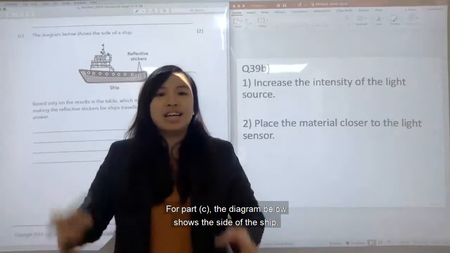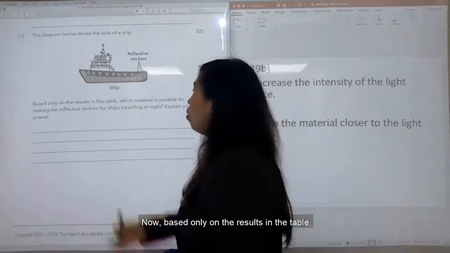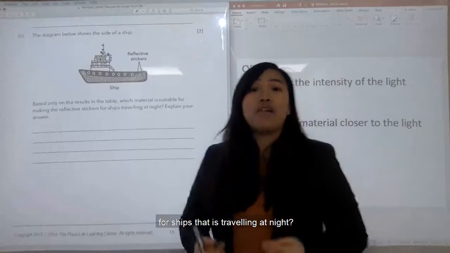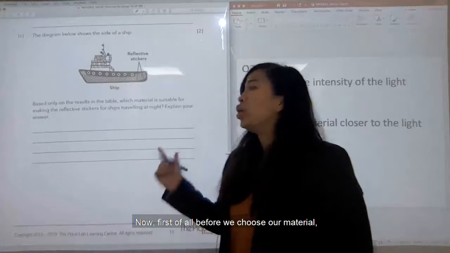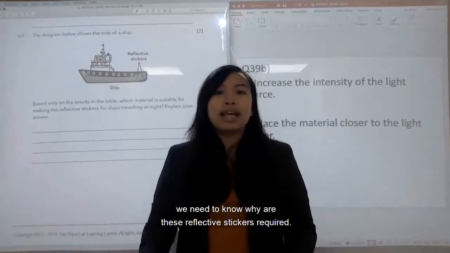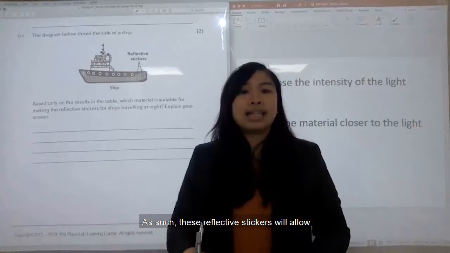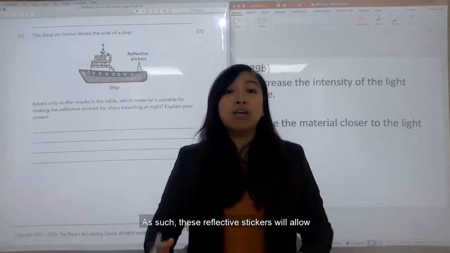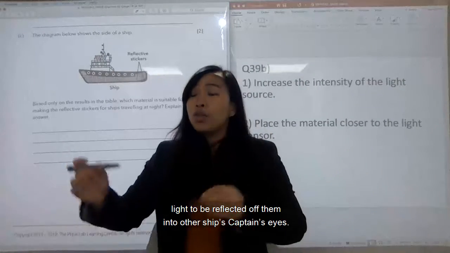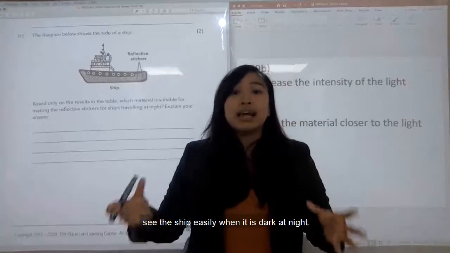For part C, the diagram below shows the side of the ship. Now, based only on the results in the table, which material is suitable for making reflective stickers for ships that is traveling at night? Now, first of all, before we choose our material, we need to know why are these reflective stickers required. So remember that at night, visibility is very, very low. As such, these reflective stickers will allow light to be reflected off them into other ship's captain's eyes so that the other ship's captain can see the ship easily when it is dark at night.